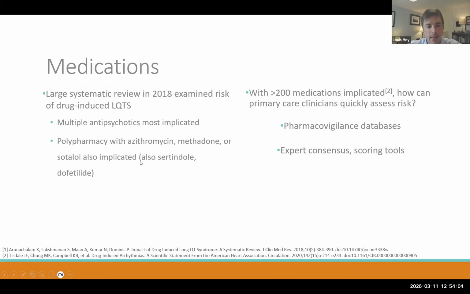Of the medications that are associated with torsades, anytime a patient is on multiple antipsychotics, that's one of the highest risk situations. And then polypharmacy with any of these medications is what these authors discussed. So azithromycin, methadone, sotalol, which isn't used much anymore, and then these ones which I at least have never used. There's over 200 medications that are implicated to prolong the QT, and have some sort of either known, conditional, or unknown risk of torsades, and it's very nebulous.